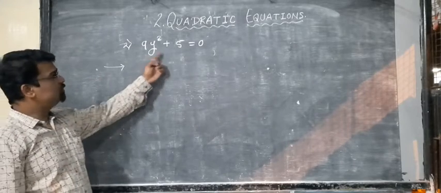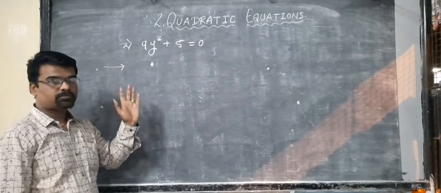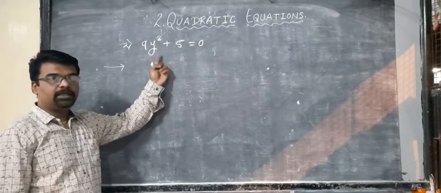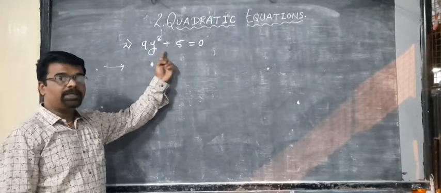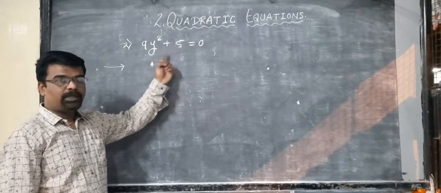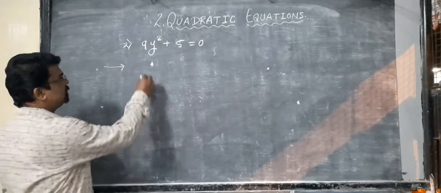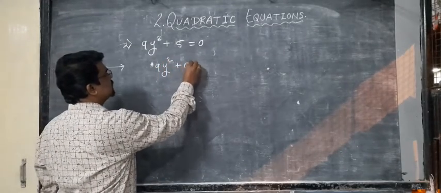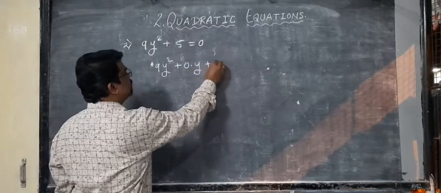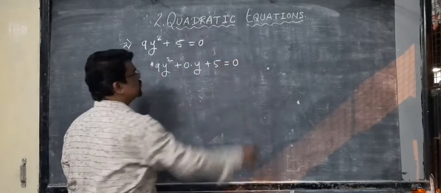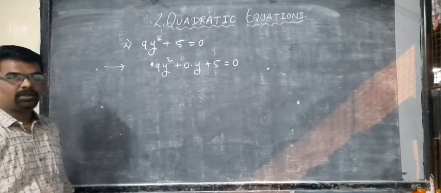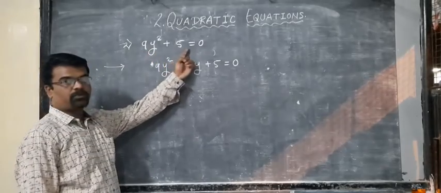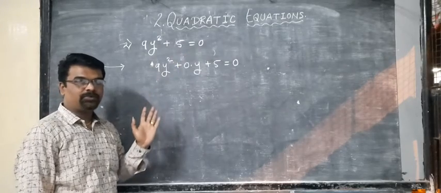Now here you must be confused that the middle term is not given. But if we write the given equation in its general form, it can be written like this: 9y square plus 0y plus 5 is equal to 0. Hope you are getting me. Here 9y square plus 5 is equal to 0 is the given equation.